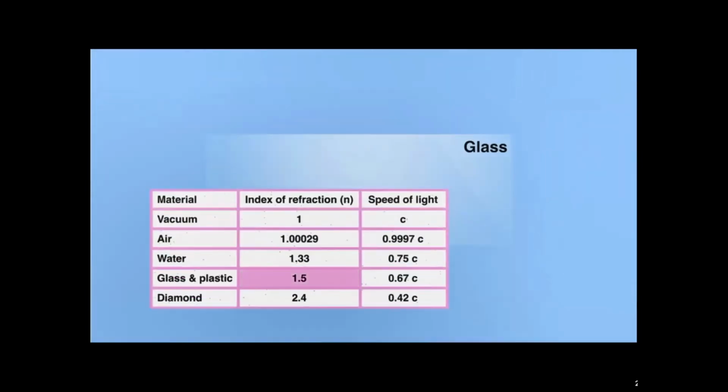So suppose you have a piece of glass with an index of refraction equal to 1.5. That means that light will travel at 2/3 the speed of light in the glass. If you shoot a laser at the glass, the light from the laser will travel at the speed of light until it hits the surface of the glass.